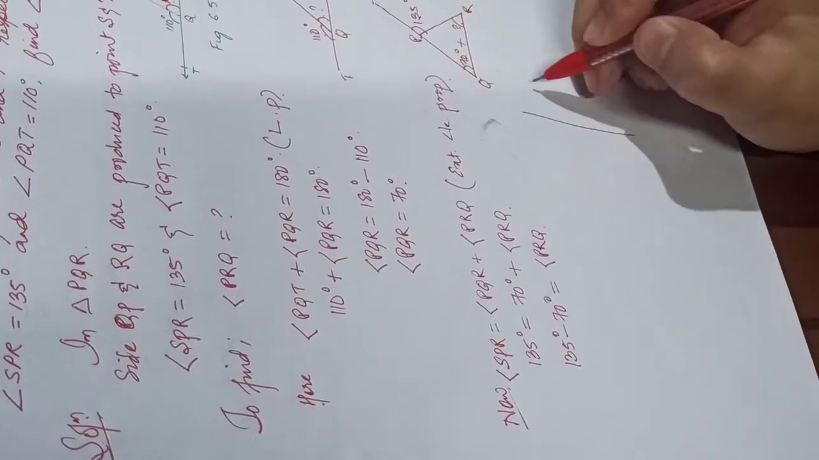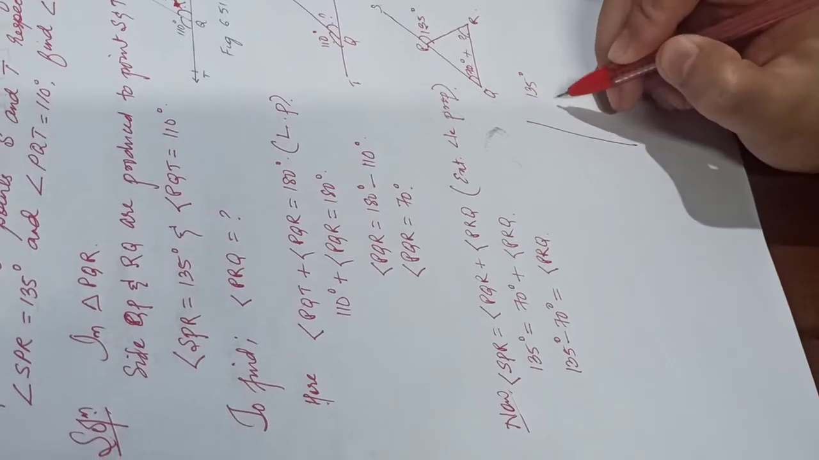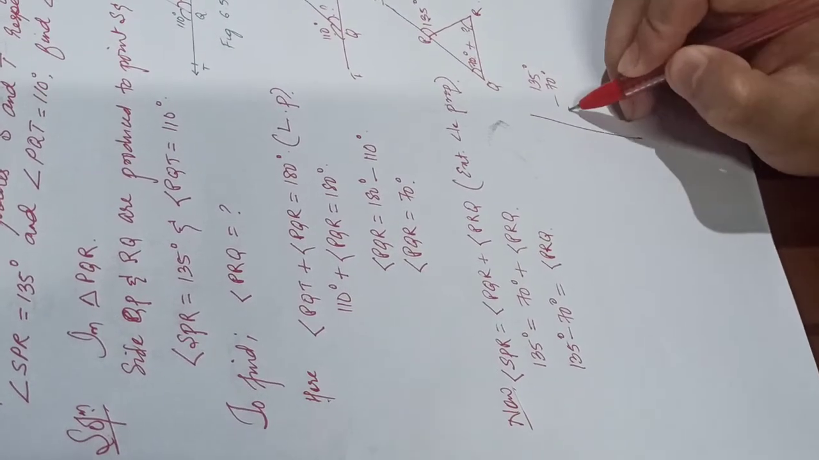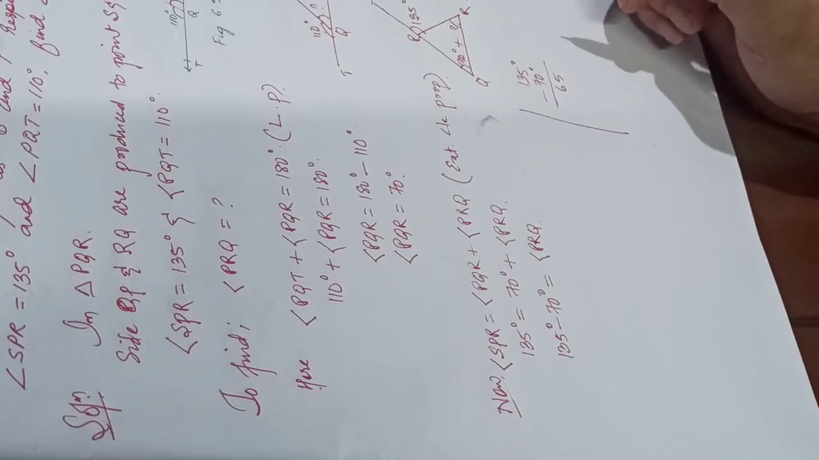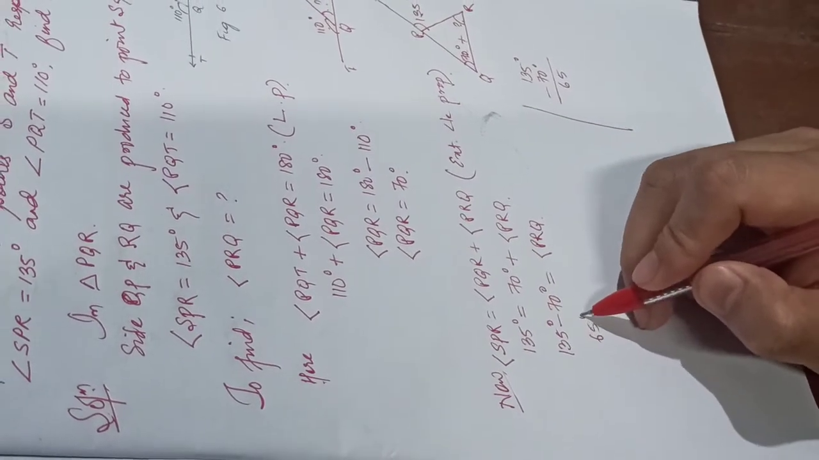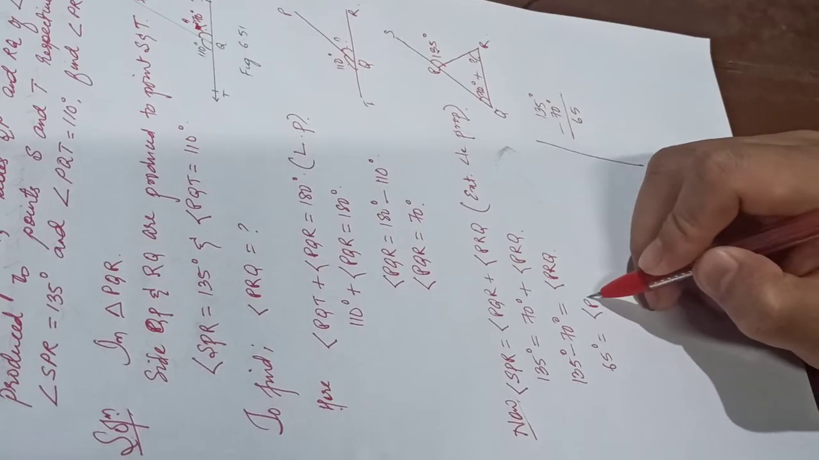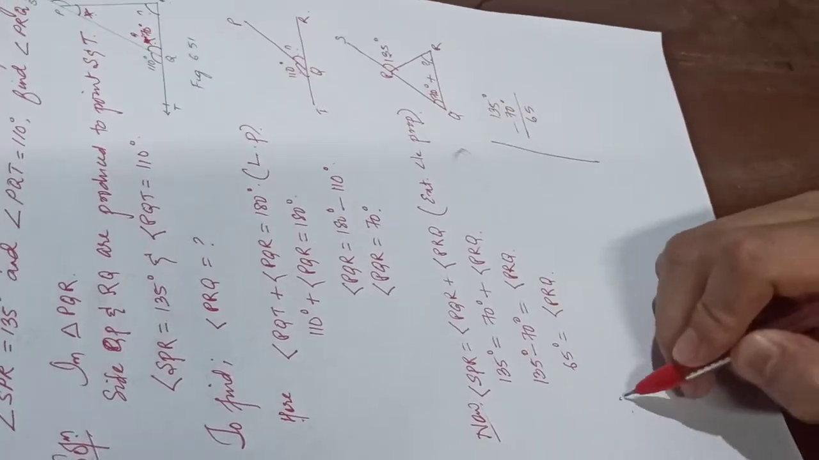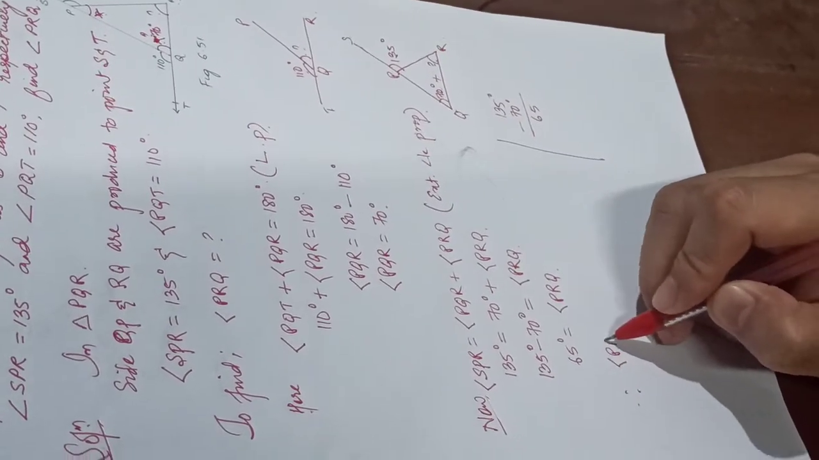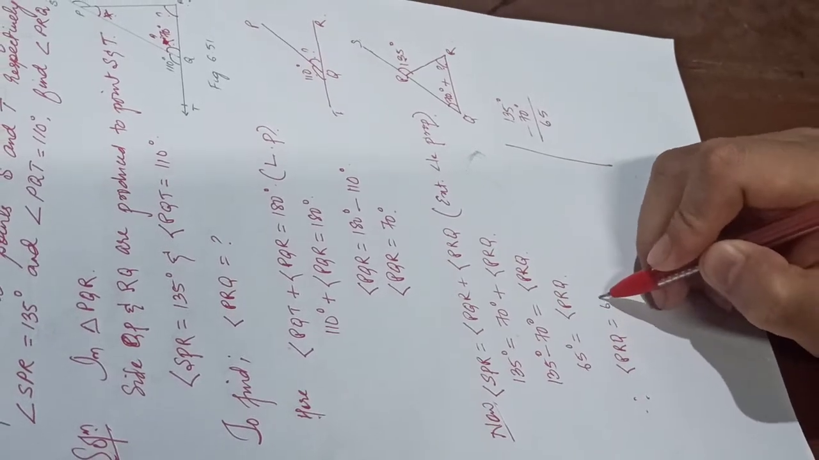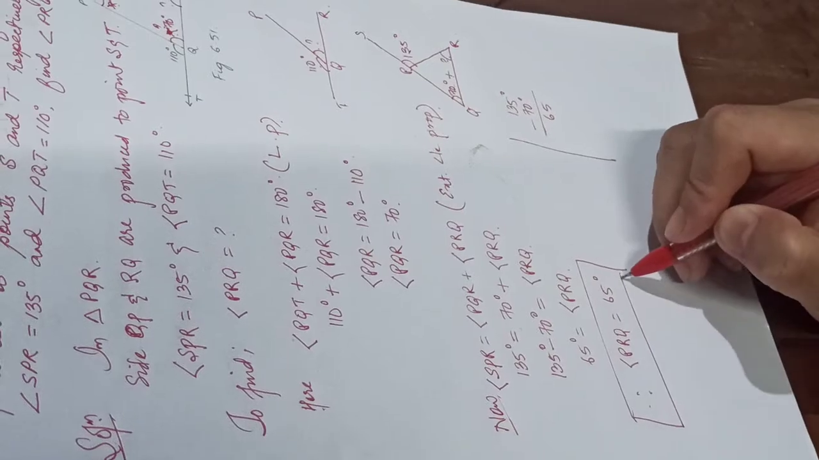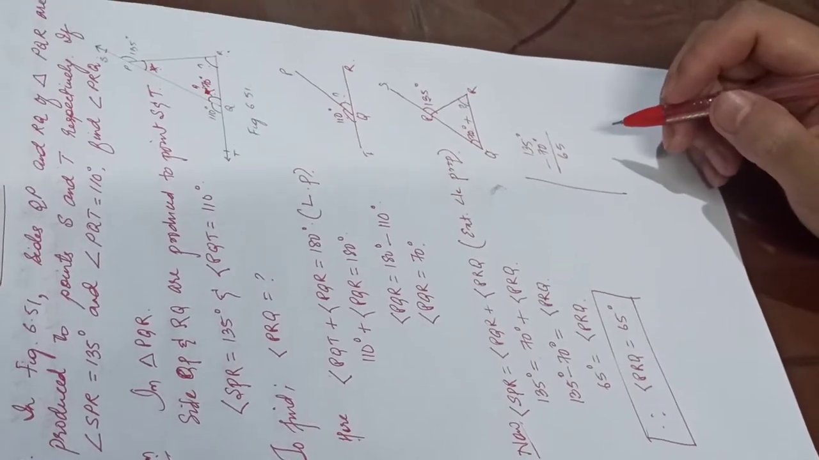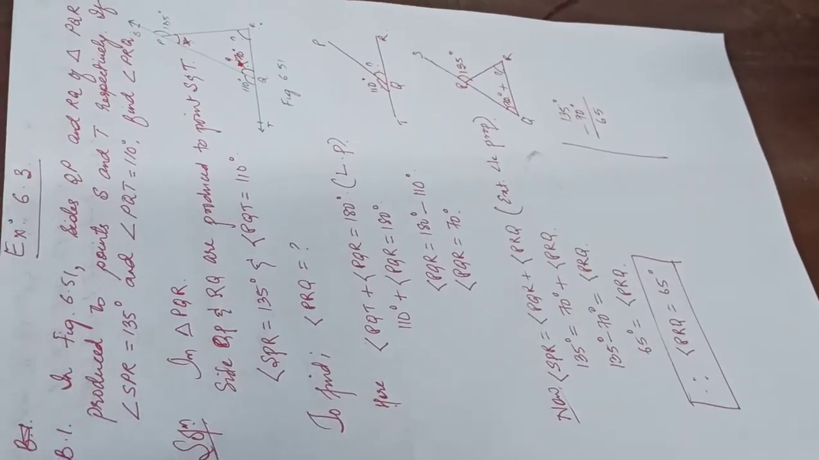So 135 degrees minus 70 degrees gives us 65. 13 minus 7 is 6, right? So this gives us 65 degrees equal to angle PRQ. Therefore our conclusion is angle PRQ is equal to 65 degrees. This is our answer. I hope this is clear to all of you, right?